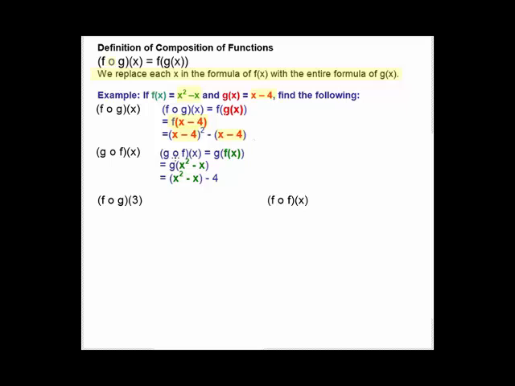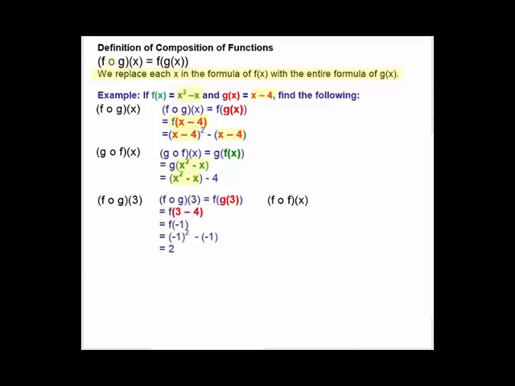When we take g of x squared minus x, we just plug in that expression, x squared minus x, in for x of the g of x formula, and we get, instead of x minus 4, x squared minus x minus 4.